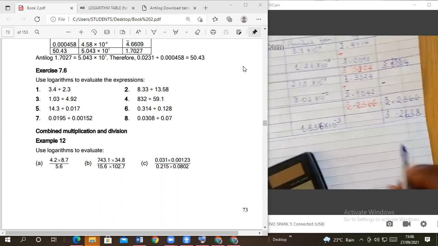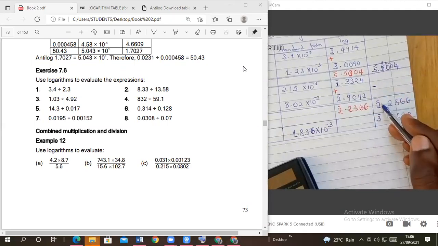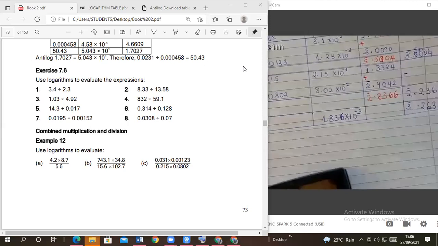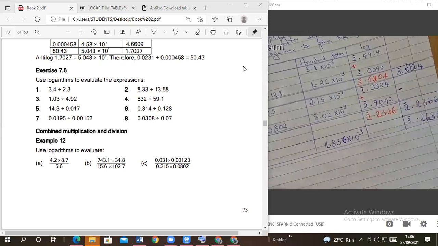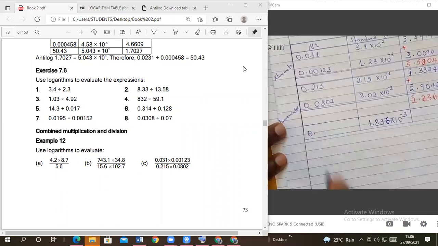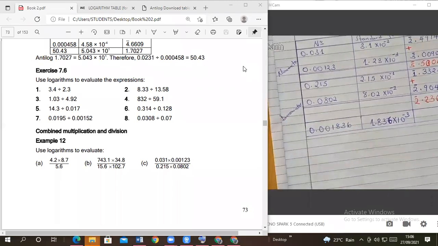The negative is from here. Negative 5 minus negative 3. We get negative 3. So this number is supposed to be 0.001836. Are you together, members?